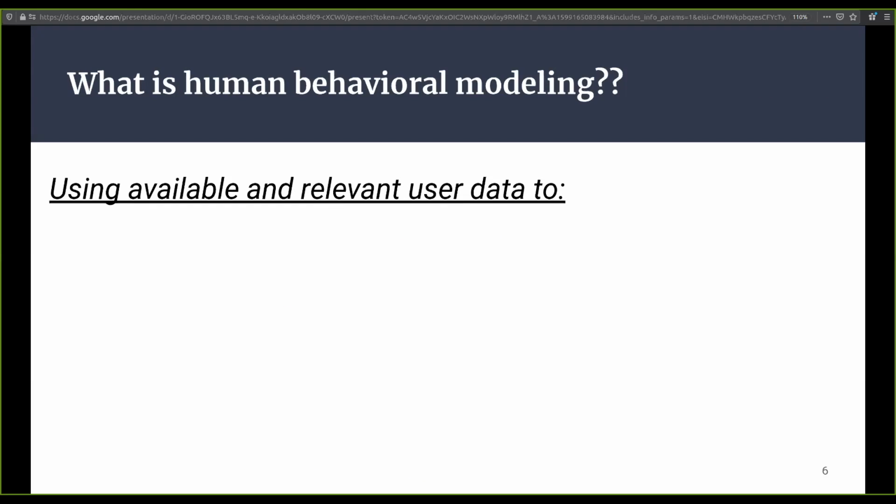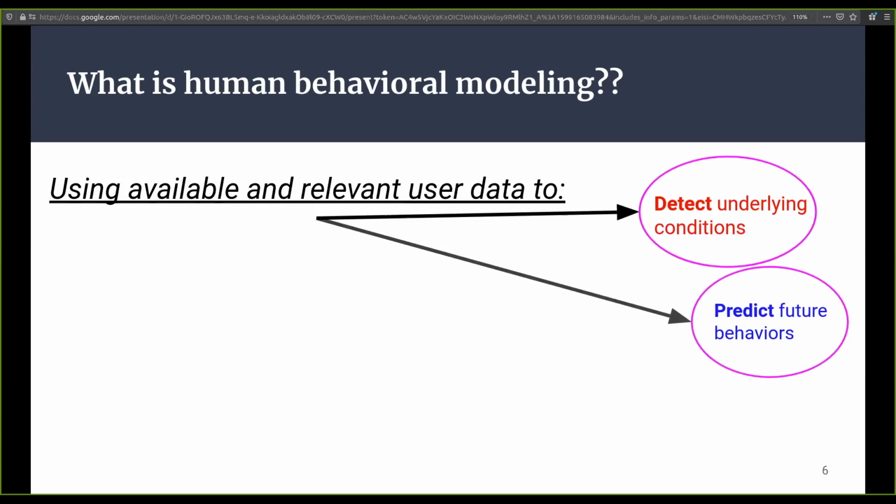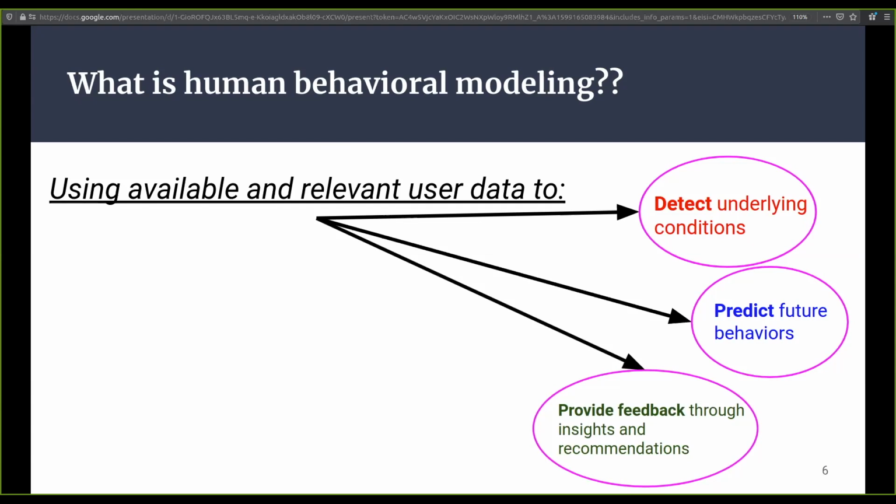So what is human behavior modeling? It is using data relevant to a specific user, coming mainly from those three entities, which are cognition, emotion, and actions, towards detecting underlying conditions, predicting future behaviors, and providing feedback, insights and recommendations to the users that are involved in the task.